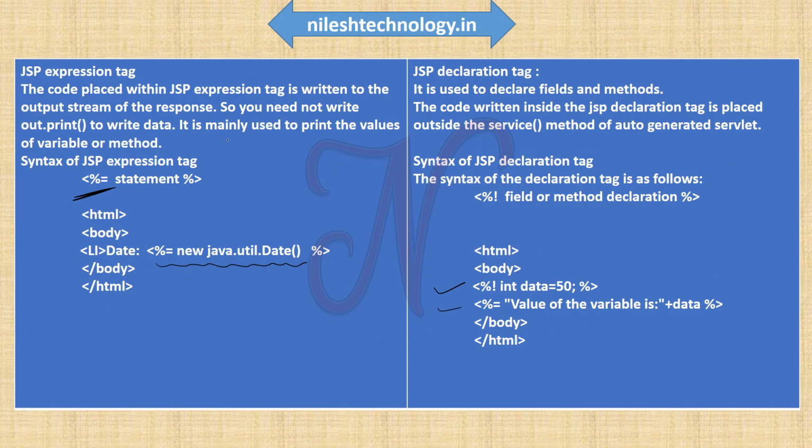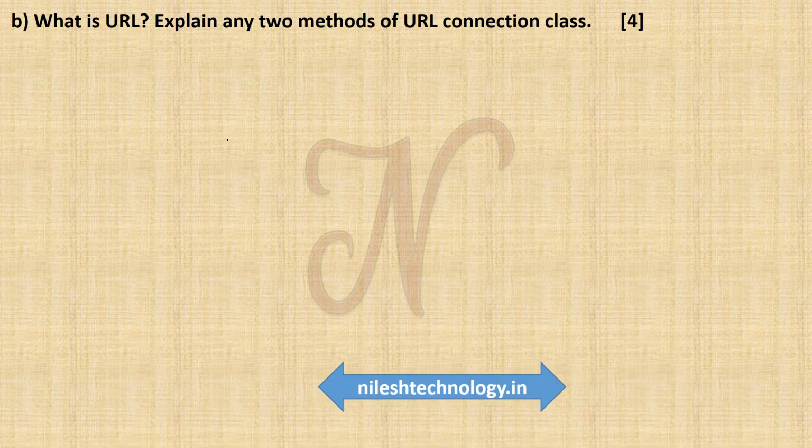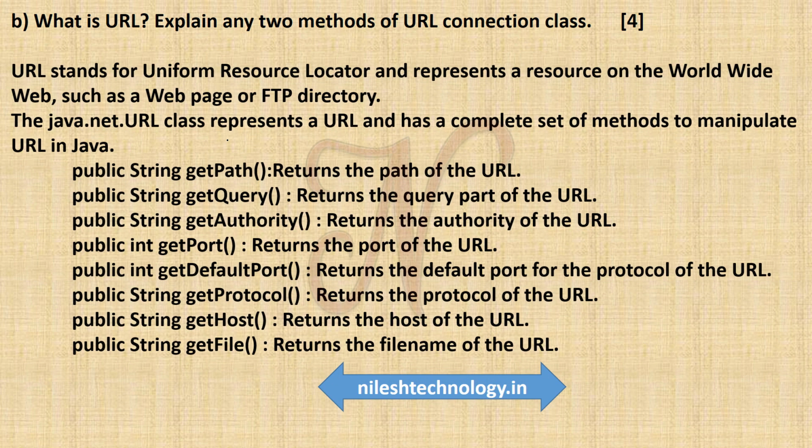So my next question is that, see here, what is the URL? Explain any two methods of a URL connection class. Same question asked in question number 1. Okay, so here this question is asked for 4 marks.